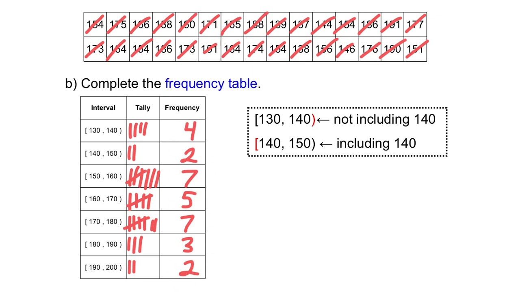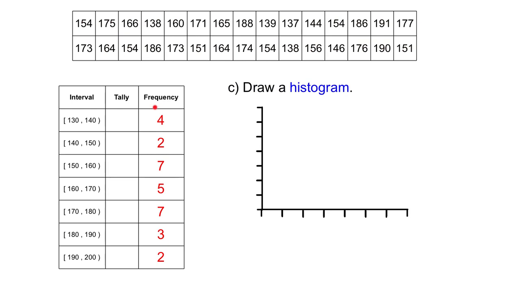So what this table means is that there were 4 people with a height in the 130s. There were 2 people with a height in the 140s. There were 7 people with a height in the 150s, 5 people with a height in the 160s, etc. So now I can use my frequency table to make a histogram. And I've just cleaned up my frequency table a bit here so you can see the numbers more clearly.